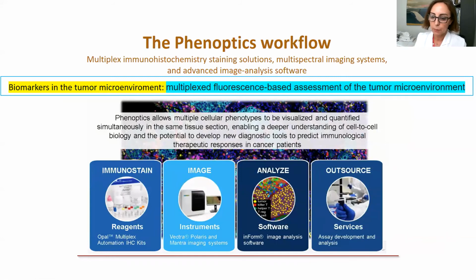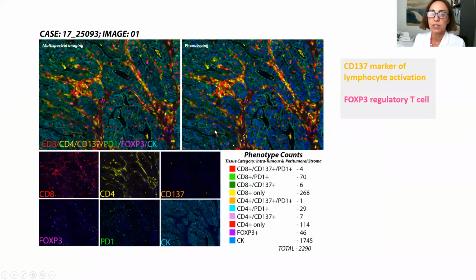In our department, we use this Vectra Polaris device, and it allows multiple cellular phenotypes to be visualized and quantified simultaneously in the same tissue section. Let's see how it works. This is an example of an adenocarcinoma. We use these different antibodies.